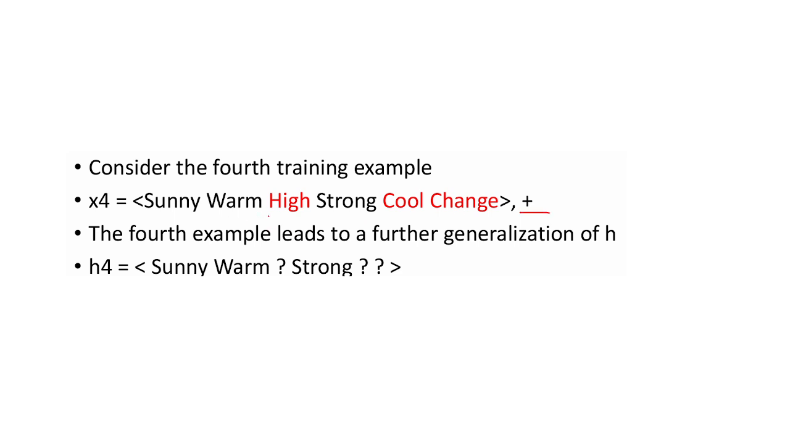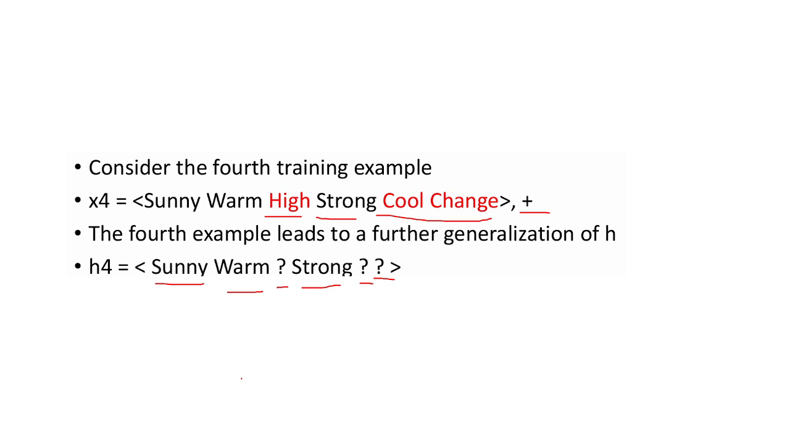The parameters which change are indicated with the red color. Now sunny is same, warm same, question mark, you can't do any changes. This parameter is also same, strong. The cool, now the parameter was warm, now changed to cool, so that also does not affect, so put a question mark. The last same is changed to change, so that is also a different one. You put that with the question mark.